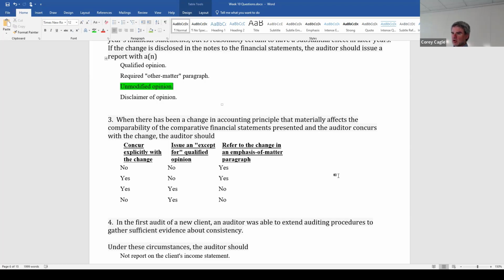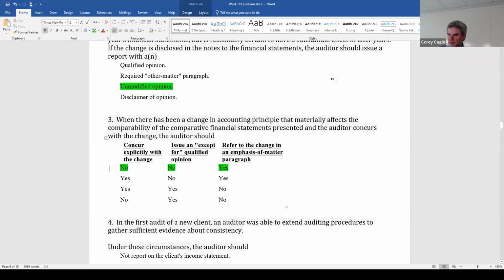I figure it's properly disclosed in the notes. We would assume that, right? So no, we don't issue a qualified opinion in this case. There's no GAAP departure. Would we have an emphasis of matter paragraph? Yes, we would, to highlight that. That is required. And then we'd refer to the note disclosure as well.